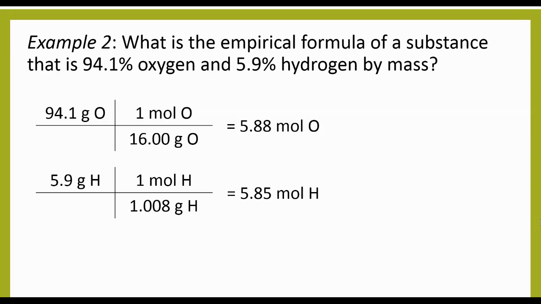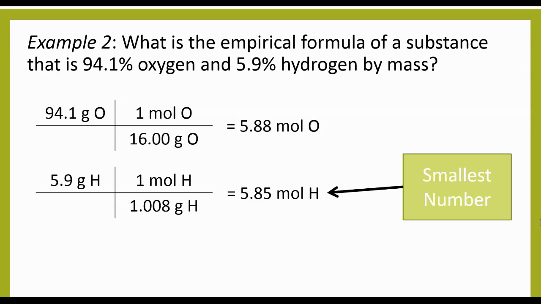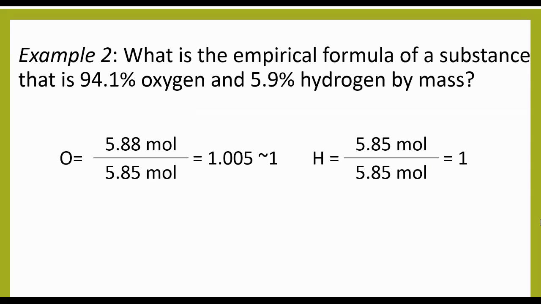So the value for hydrogen is slightly smaller, so we're going to go ahead and divide by that one in this case. If we do the math, dividing both by the smaller number, we find we have 1.005, which is really, really close to 1. So we're just going to round it to the nearest whole number. And for the hydrogen, it's exactly 1. So my empirical formula is simply OH for hydroxide.